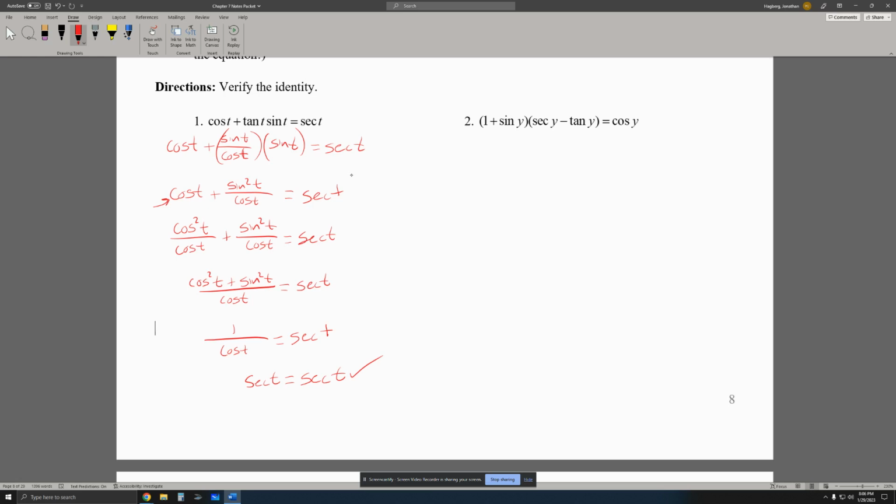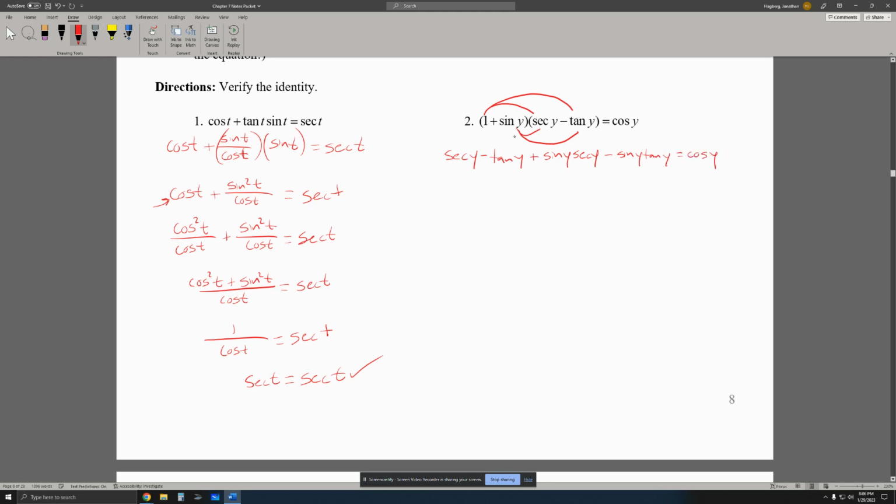So here, I notice that we're multiplying two binomials. So let's go ahead and multiply these out. So we have 1 times the secant, so we have secant of y. 1 times the negative tangent, so negative tangent of y. Sine times secant, so that's both positive. So that is, I'm just going to write sine y secant y, and we'll see what that is in a moment. And then we have sine times negative tangent, so minus sine y tangent y equals cosine y.